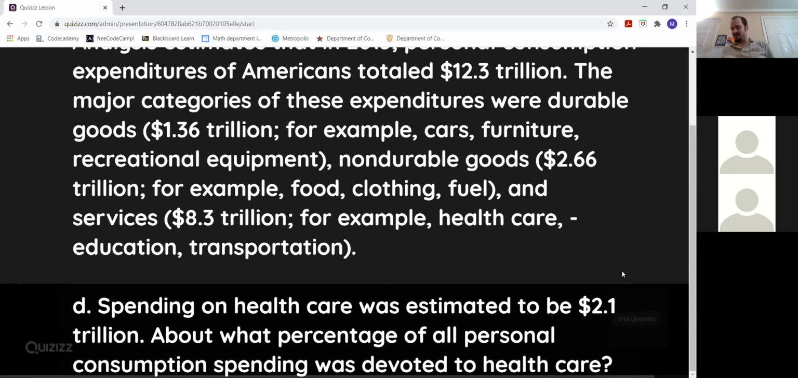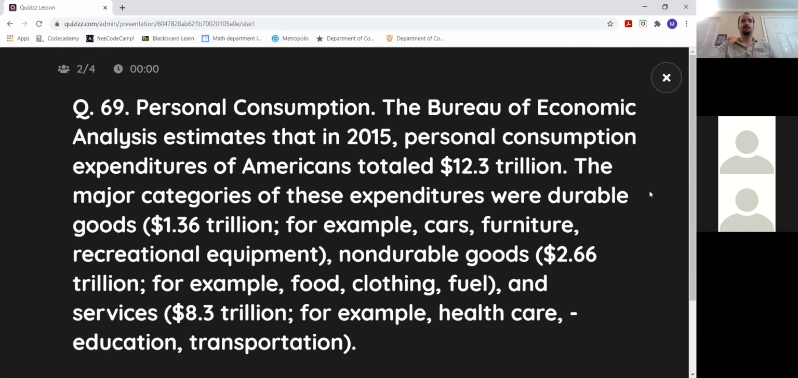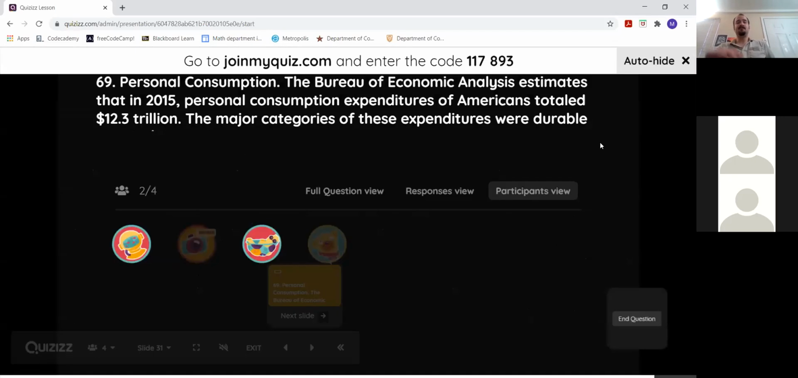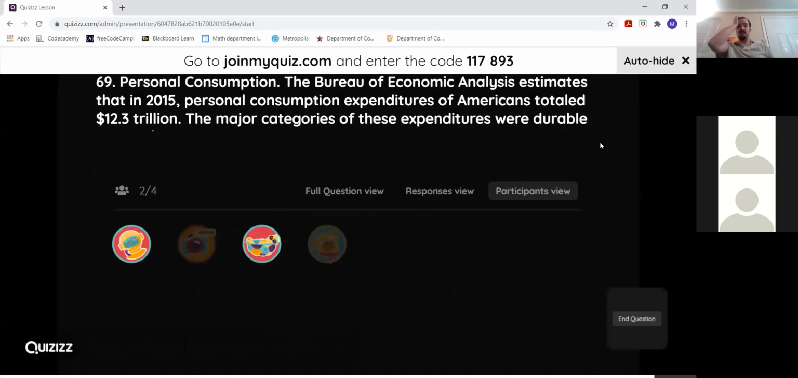So it should take you 10 seconds, hopefully, if you're doing it. 2.1 trillion is what percent of 12.3? This is what they're asking.